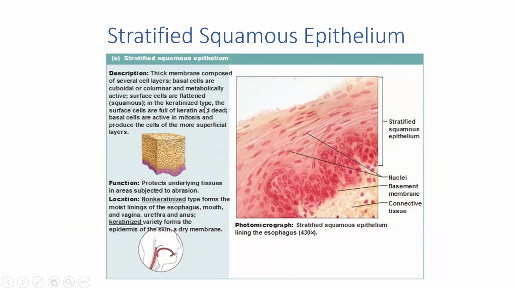This is what we see here in our esophagus. Stratified squamous right here. These outer layers are dead layers. The living layers are pushing up underneath. They are what we refer to as non-keratinized. The mouth, the anus, the esophagus, the vagina, the urethra are not keratinized. The skin is keratinized, making it waterproof and making it dry. That is epithelium.